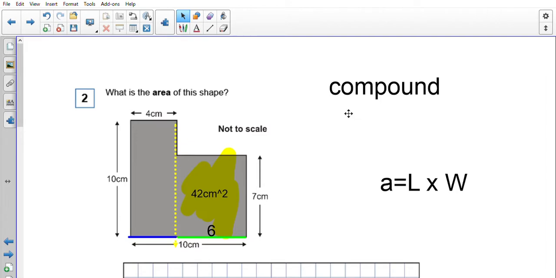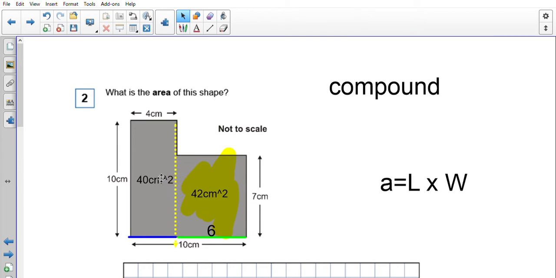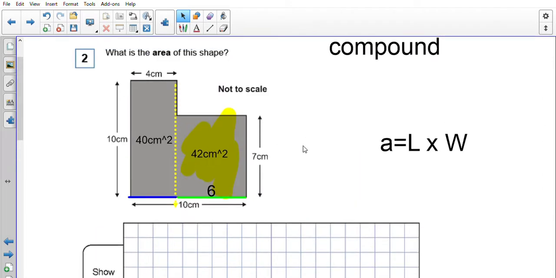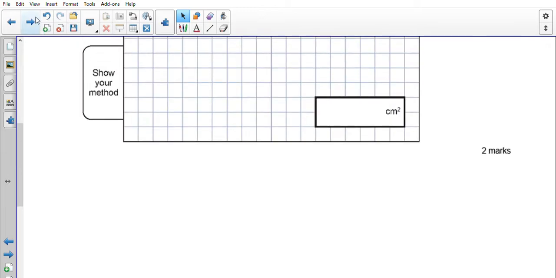Which then means I've just got my other side left, which is as straightforward as 4 multiplied by 10, so the other side is going to give me an area of 40 centimeters squared. Then I just need to add those 2 together. 40 plus 42 is going to give me a combined area for my compound shape of 82 centimeters squared. And remember, it's centimeters squared as it says in the answer here, because it's centimeters times centimeters. Anything multiplied by itself is squared.